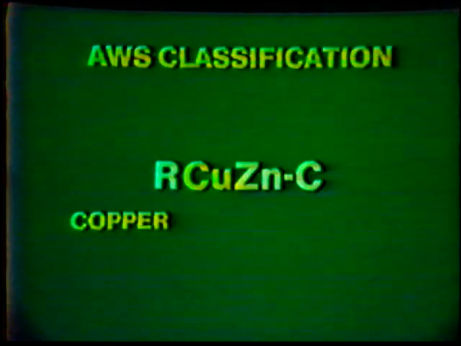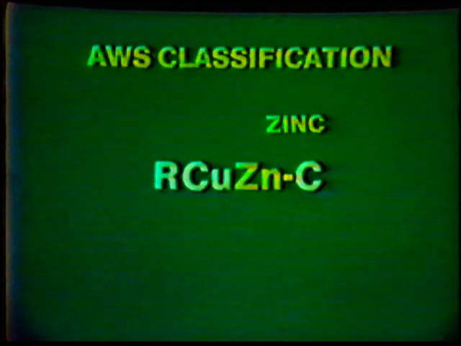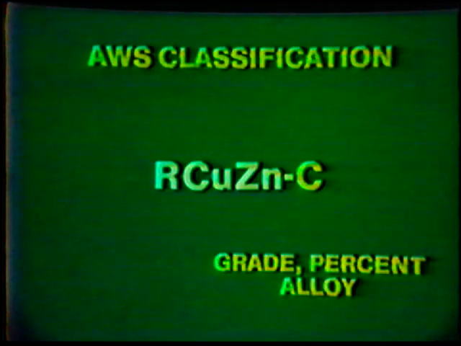For braze welding, the AWS classification consists of the prefix R and then a chemical symbol for each alloy in the rod. In this case, Cu for copper and Zn for zinc. Also included is a suffix which represents a particular grade and percent of alloys.